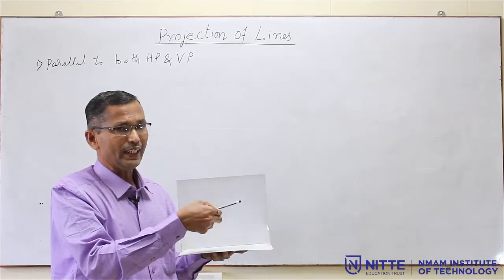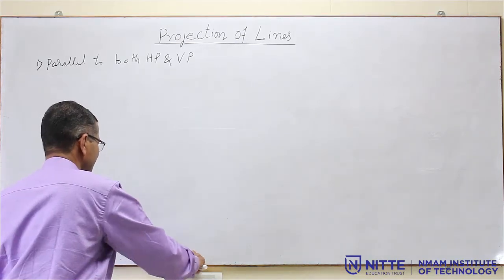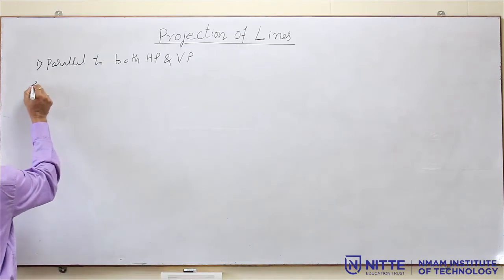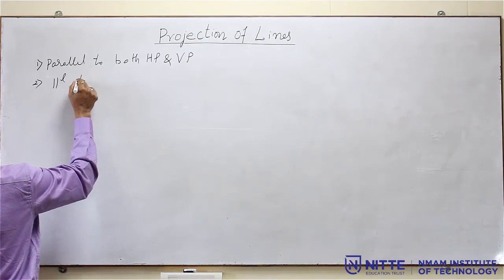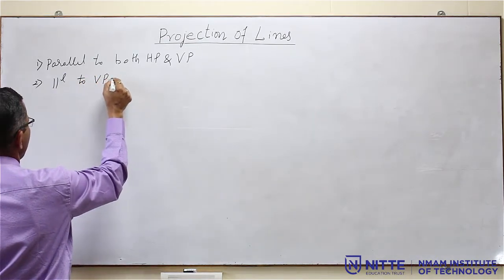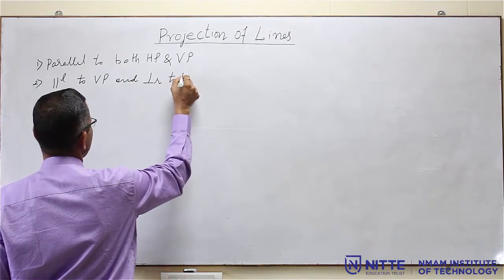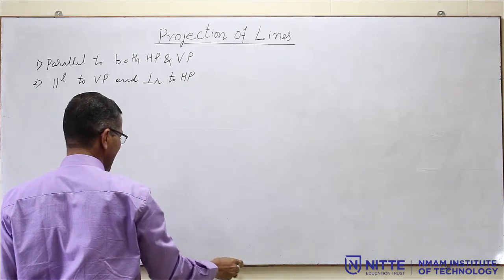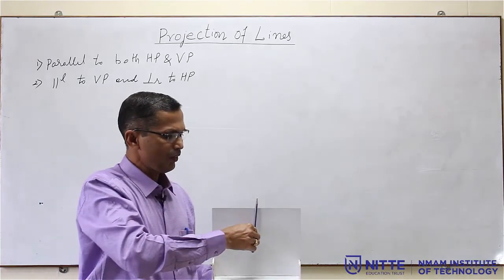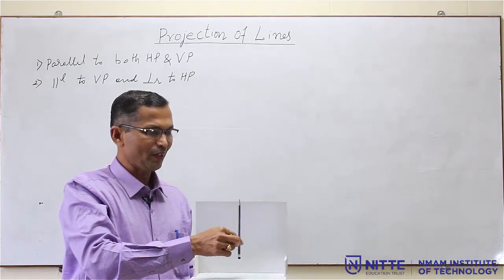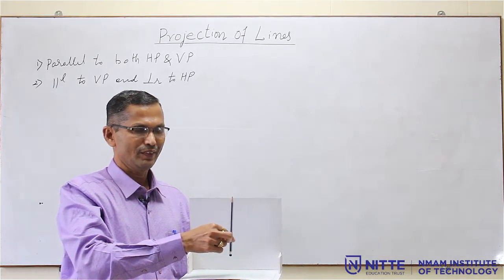Then the second condition. So, the second condition is it is parallel to VP and perpendicular to HP. This is the second condition. So, the line is parallel to VP and perpendicular to HP. So, this is the second position how the line can be placed, like this.